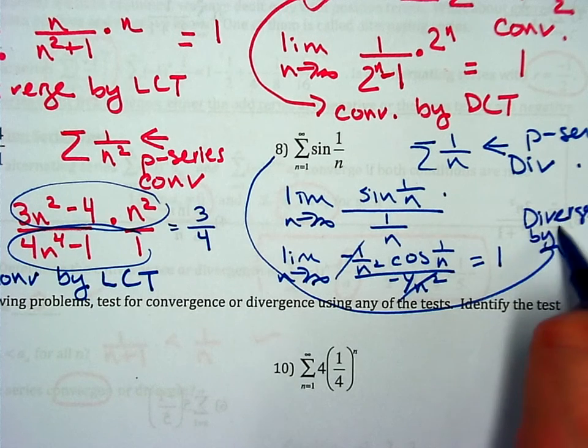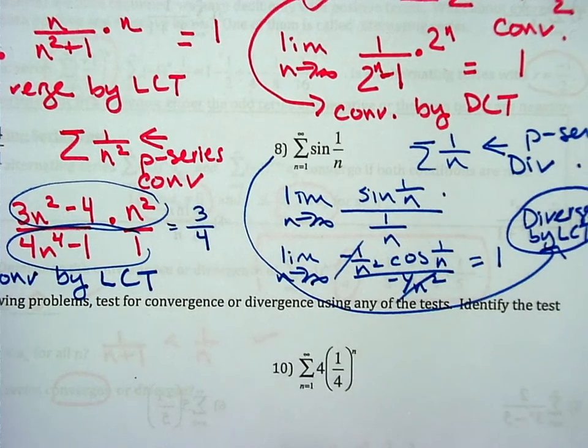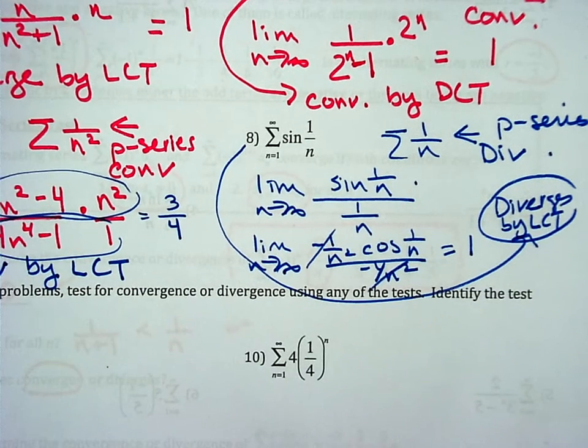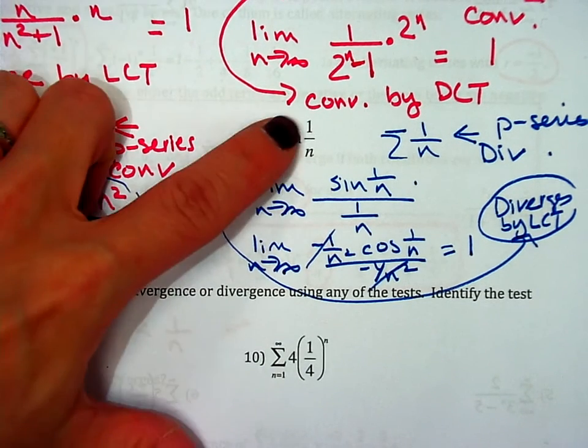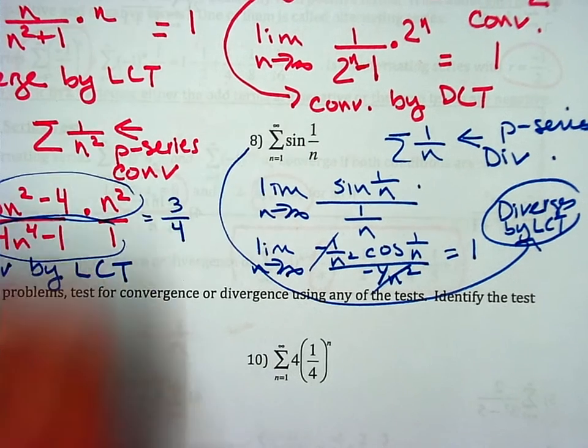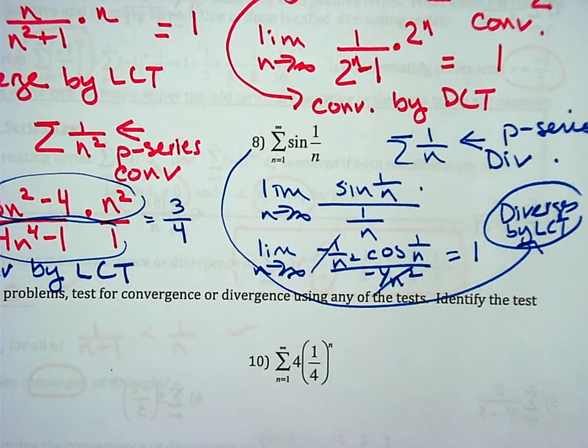Again, the idea is you can compare to something that behaves very similarly. The only thing that's happening here is the function is 1 over n. You're just taking the sine of it, so you can compare it to the original function 1 over n.